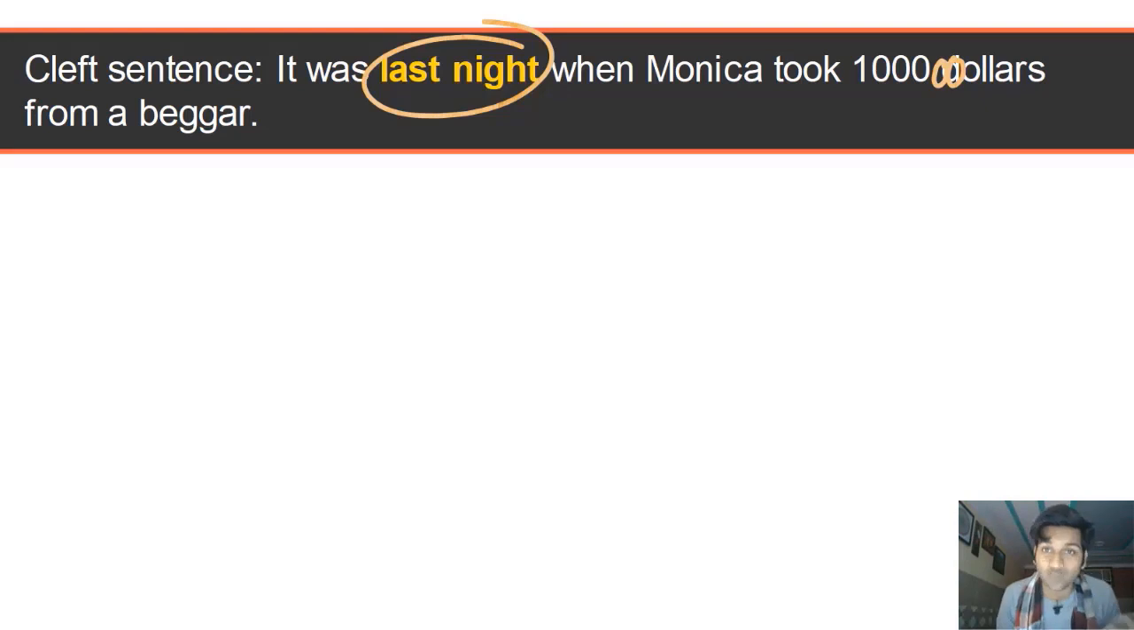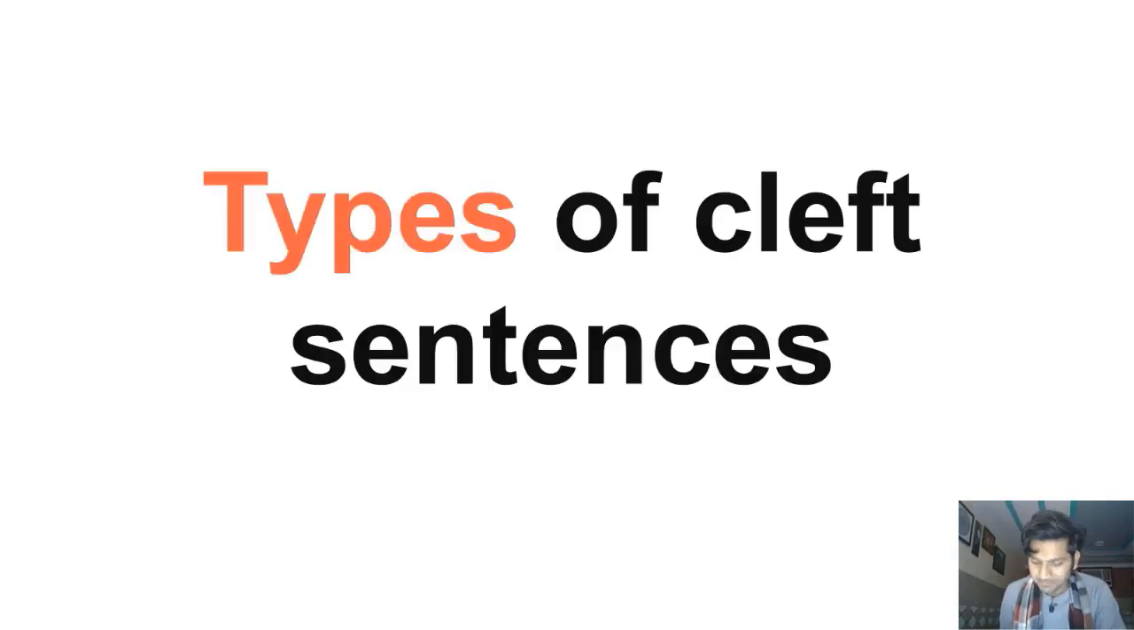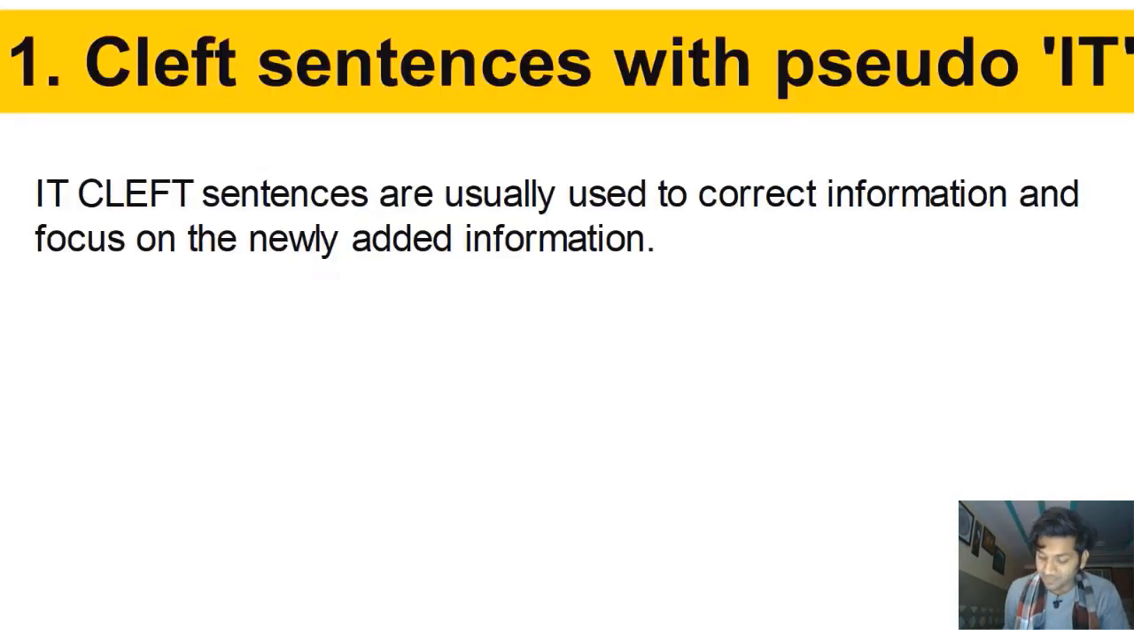It was last night when Monica took $1 lakh from a beggar. So this is how in writing you place focus on a particular part using a cleft structure, using a cleft sentence. Right. Now there are different ways to put focus on one particular element of a sentence. So we have different types of cleft sentences. Let's look at them one by one.